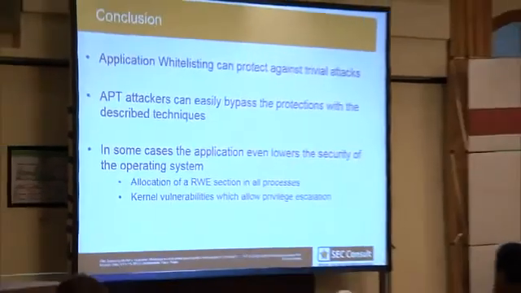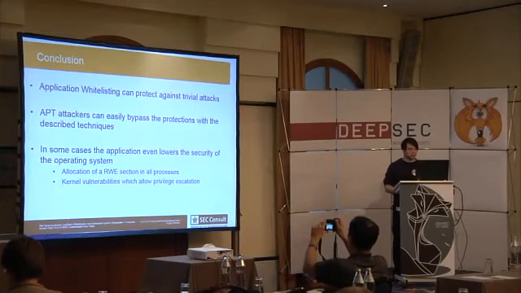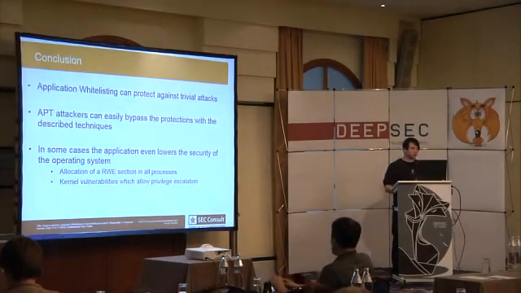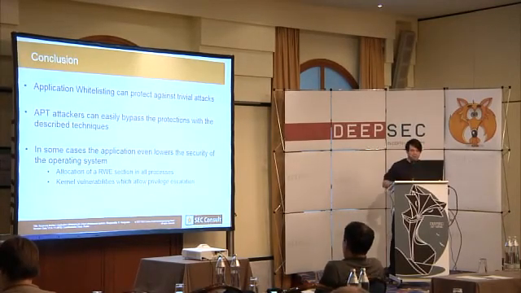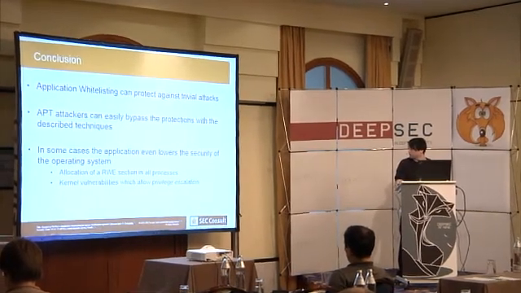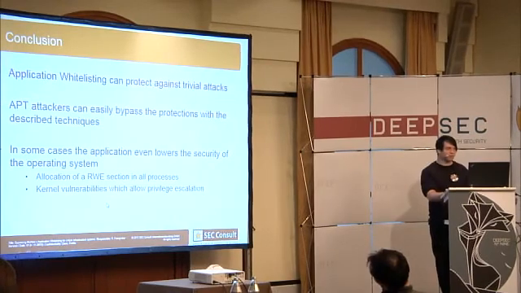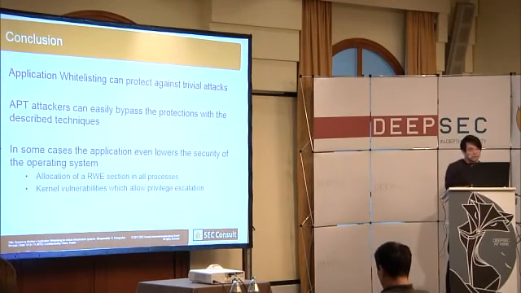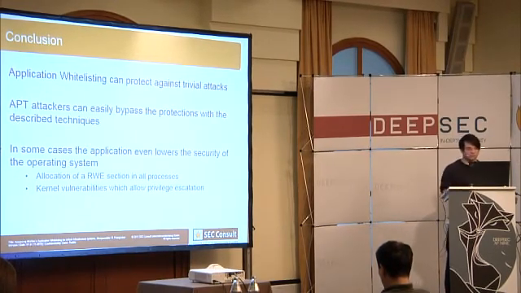I now come to the conclusion. As you saw, the basic attacks are really prevented by application whitelisting. However, if you just modify the stuff a little bit, you can easily bypass all the protections. Even in some cases, you really lower the security of your operating system. For example, if your application whitelisting software allocates writable and executable sections in all processes, this is very bad because you would remove the effectiveness of data execution prevention from the operating system. And if you have software with kernel vulnerabilities in it, you allow privilege escalation, which also means you make your system weaker.